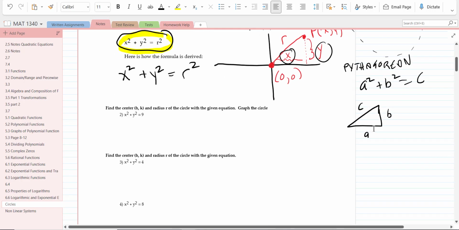All right, so let's go look at these examples down here. First of all, if it says x squared plus y squared, that means automatically the center of this circle is 0, 0. You're going to know that automatically, okay? Now this 9 right here is not the radius, it's the square of the radius. So really you end up with r squared equals 9, okay?